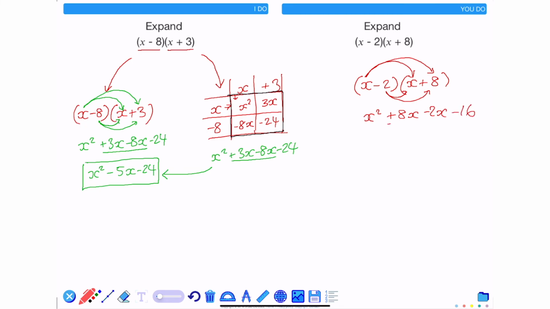The middle two terms are like terms, so can be simplified. And this gives us a final answer, x squared plus 6x, take away 16.